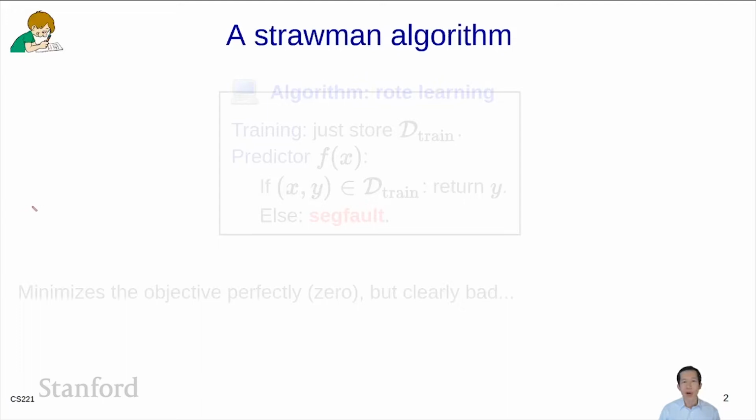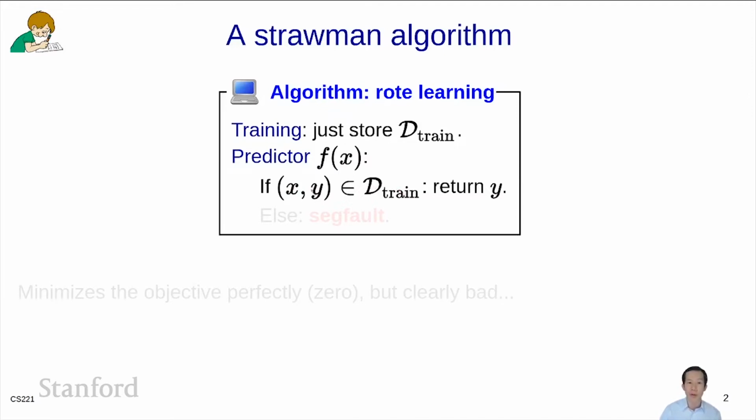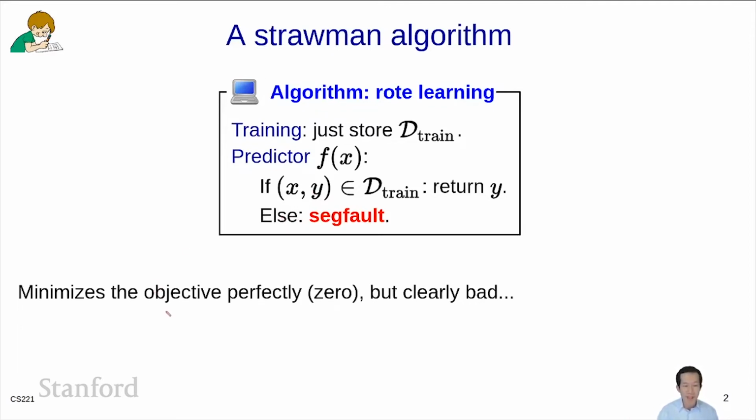So here is a little cartoon example that does really well on training loss. Here it goes. It's called rote learning. So the rote learning algorithm is just going to store all the training examples, and then it's going to return this predictor, and this predictor takes an input x, and it's going to search for x in the training set, and if it can find it, then it's going to return the corresponding y. And otherwise, it just gives up and segfaults or crashes. Okay, so this learning algorithm minimizes the objective perfectly. It gets zero training loss, but you can kind of tell that it's a bad idea, because it doesn't get anything else right.